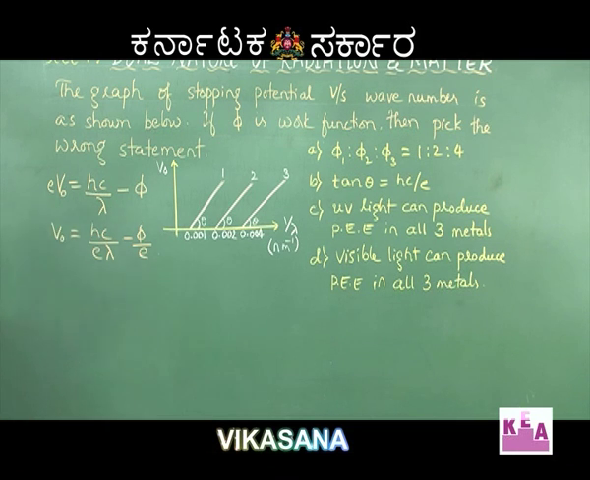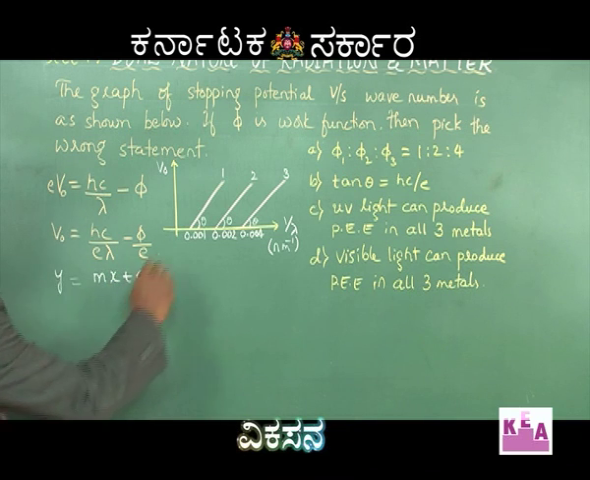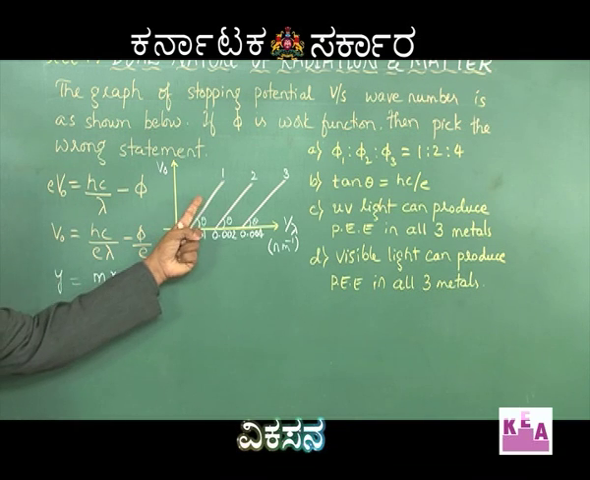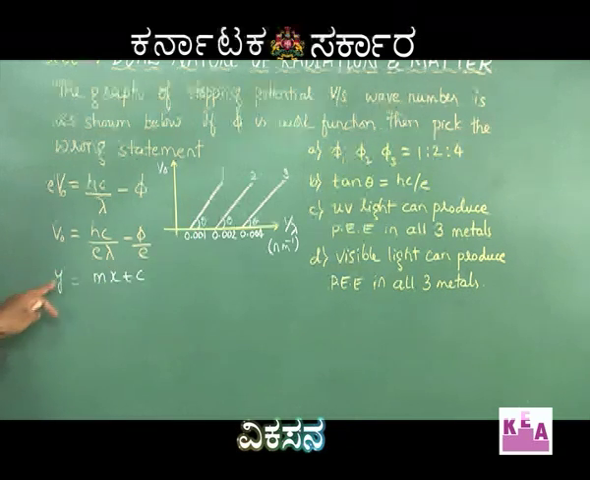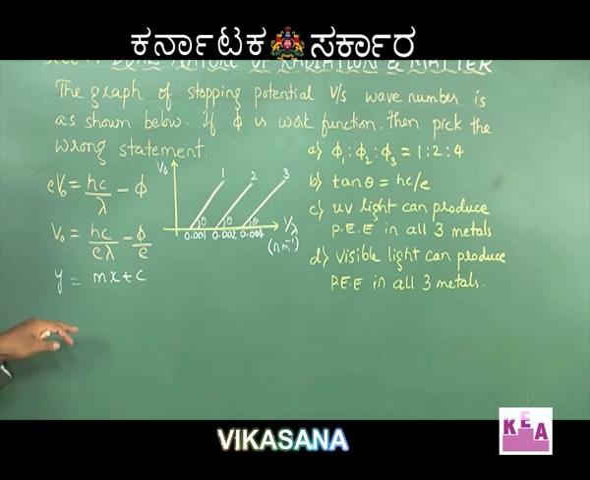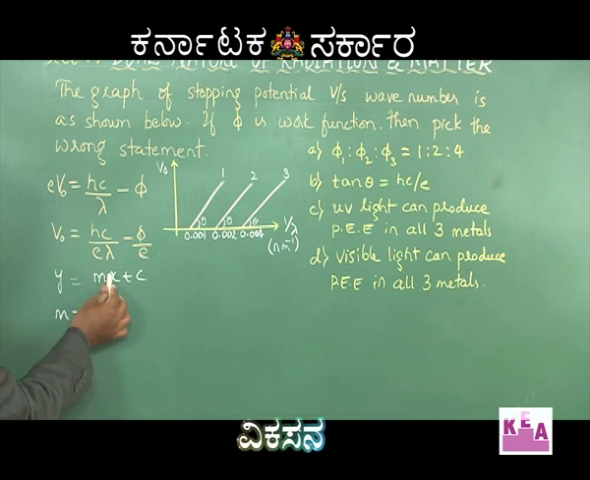This is of the form y is equal to mx plus c. That's why the graph is a straight line, dear students. Have a look at this. In place of y, I have stopping potential, and in place of slope, can you tell me what is slope here? m is tan theta.